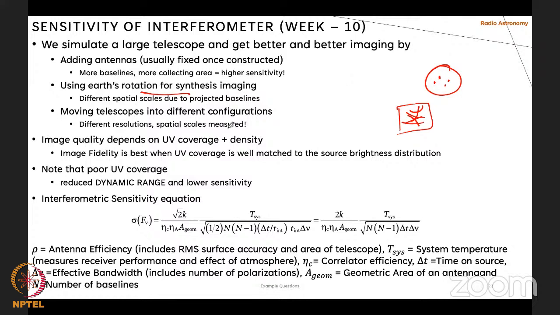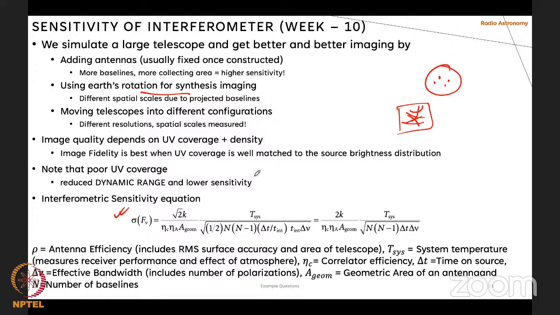Okay, now with an interferometer comes a different problem, that we will have multiple sensors and multiple systems. Okay, those multiple systems will have their own system temperature. So for which the sensitivity of the interferometer will change.